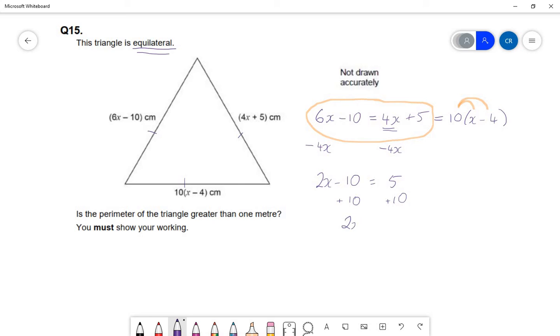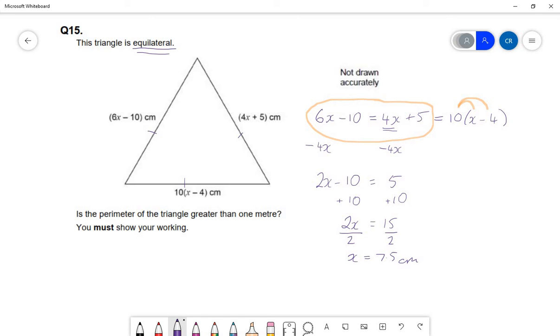So we've got 2x is equal to 15, and then we've got double of x, so we want to half it. So we have to half the other side as well to keep it balanced. So we get x is 7.5, and that will be in centimetres.